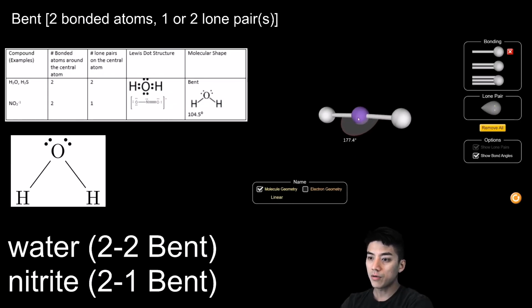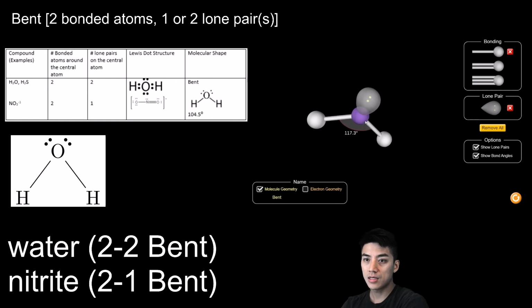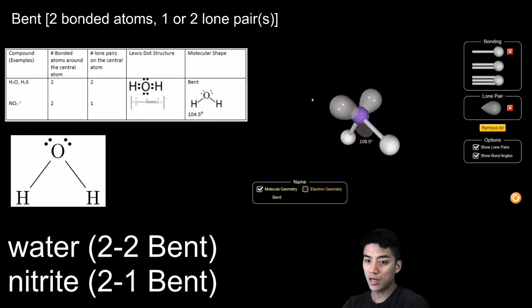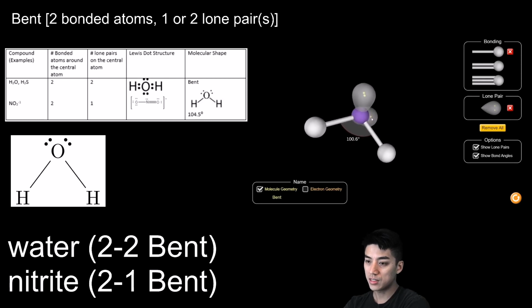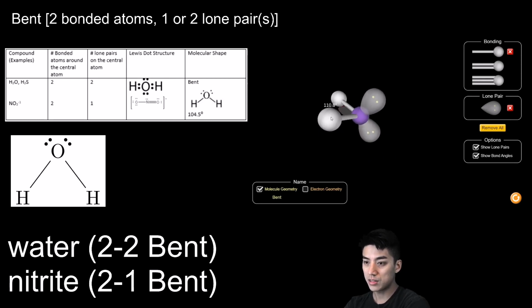So this last shape that I want you to learn is called bent. You can have 2 bonded atoms and either 1 lone pair around the center or 2 lone pairs. So this would make it a bent shape. An example would be water, which is the one I'm showing now. It has 2 bonded atoms around the oxygen, and then oxygen has 2 lone pairs, kind of like Mickey Mouse ears. Now if I take away one of the lone pairs, it's still a bent shape. If I add on that second lone pair, it's still bent. It's just the bond angles are now slightly different.